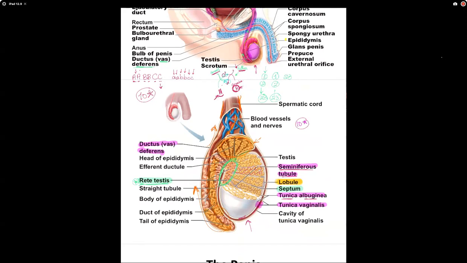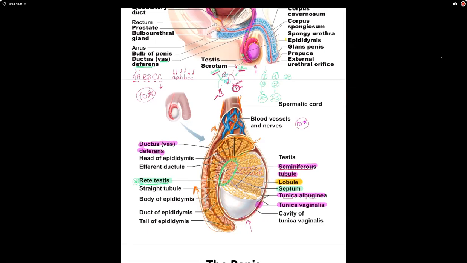Again, we've seen tunica albuginea on the inside, tunica vaginalis on the outside, which is formed of two layers. Where the sperm production is taking place is inside the seminiferous tubules, which are arranged into lobules and separated by septi. The seminiferous tubules will conduct the formed sperms into a network of ducts. We call this the rete testis. And from the rete testis, we're going to be carrying the sperms to the epididymis. Again, we divide the epididymis into head, body, and tail. The continuation of the tail of the epididymis will carry the sperms up towards the pelvis. We call it the vas deferens or the ductus deferens.